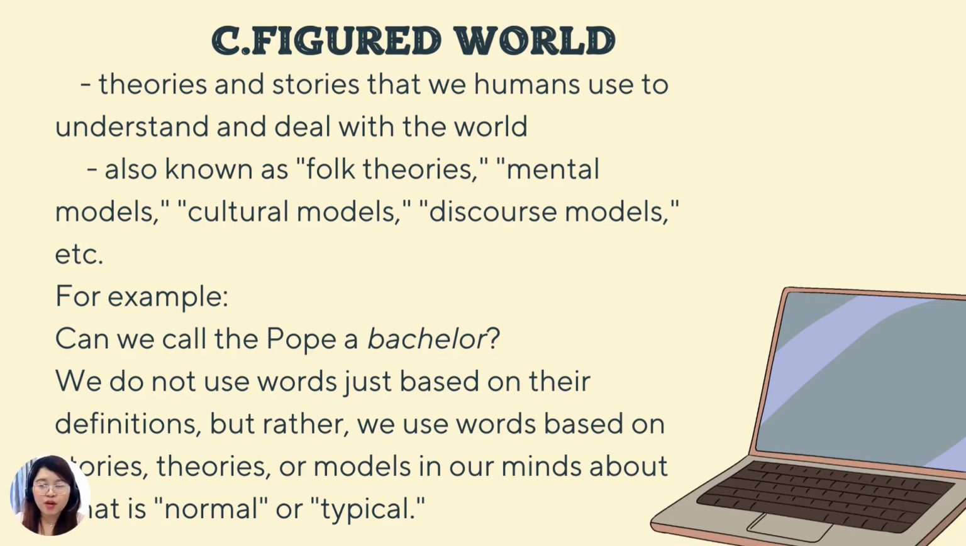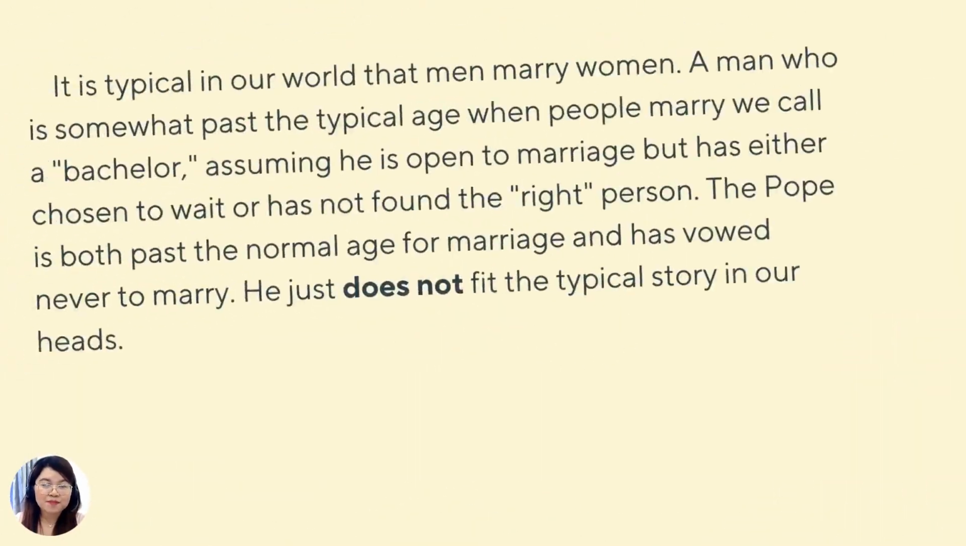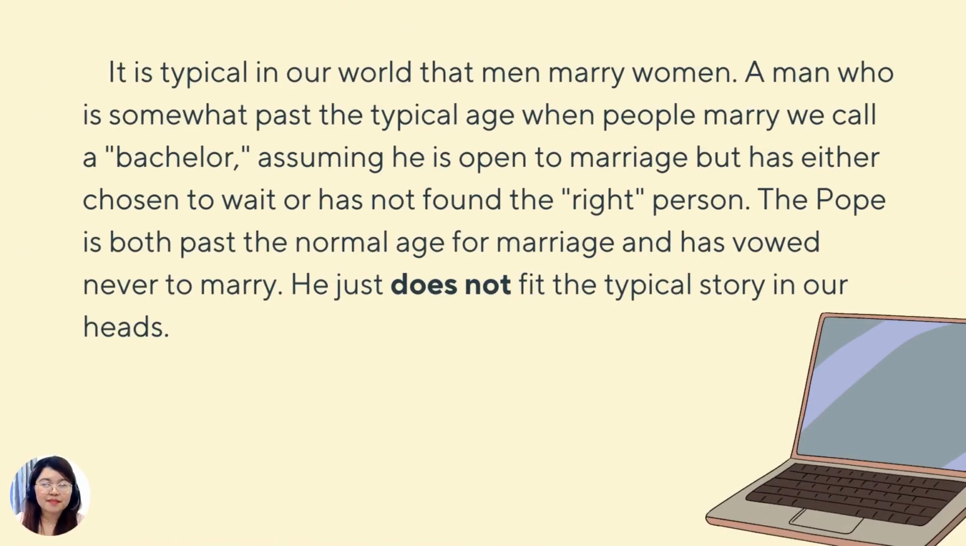Typical stories, theories, or models in our minds are about what is normal or typical. It is typical in our world that men marry women. A man who is somewhat past the typical age when people marry, we call a bachelor, assuming he is open to marriage but has either chosen to wait or has not found the right person. The Pope is both past the normal age for marriage and has vowed never to marry. He just does not fit the typical story in our heads.